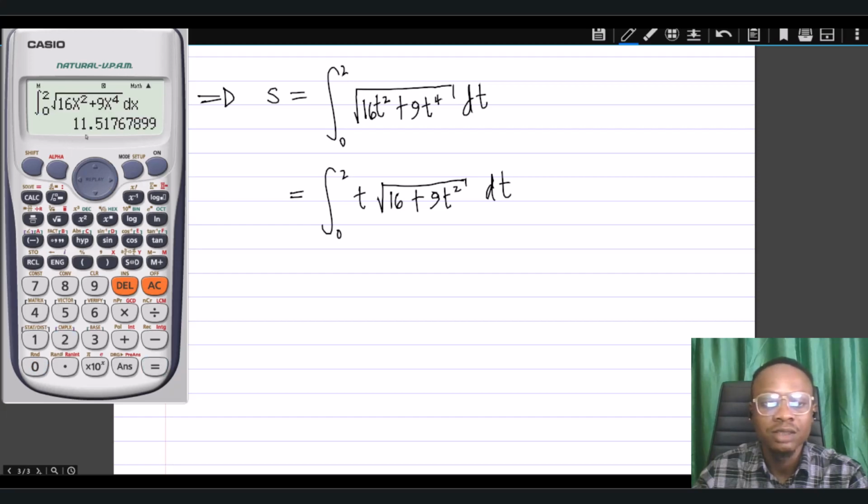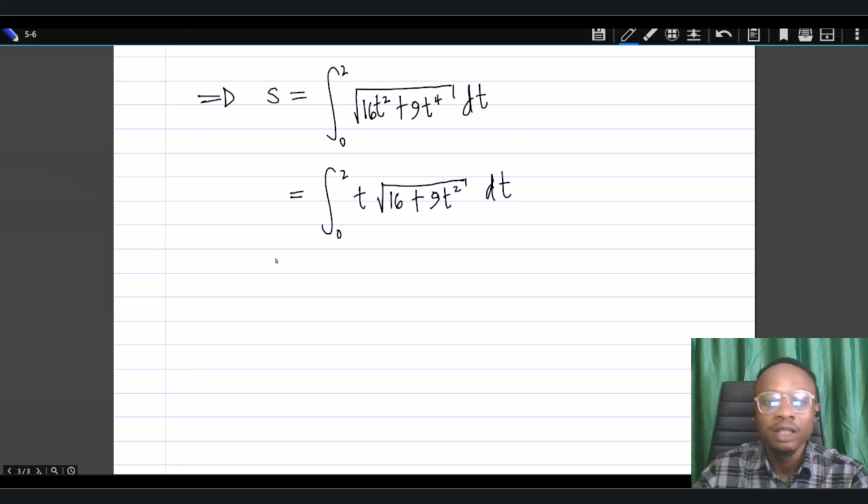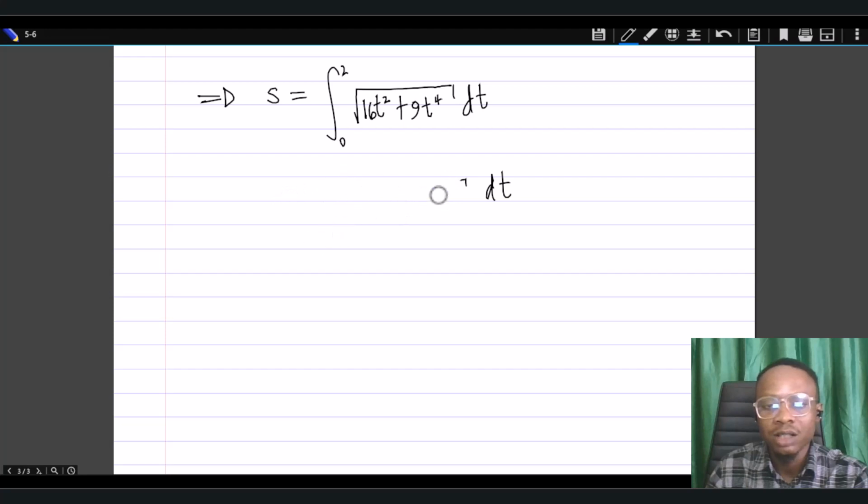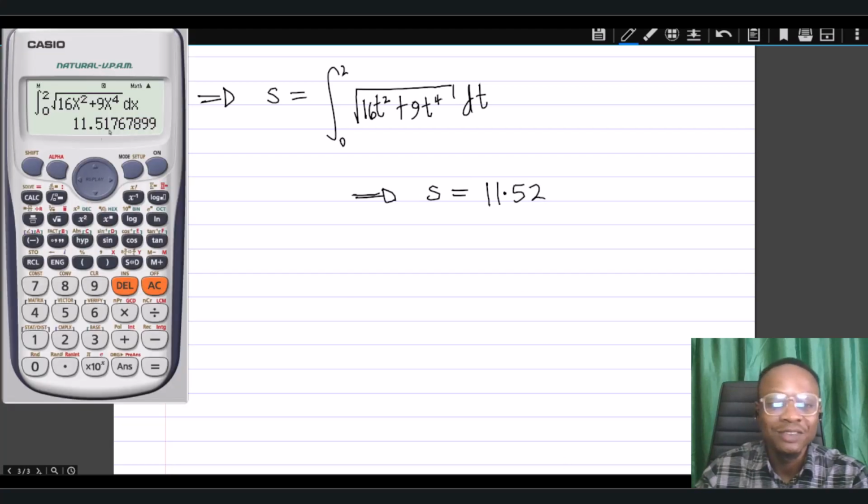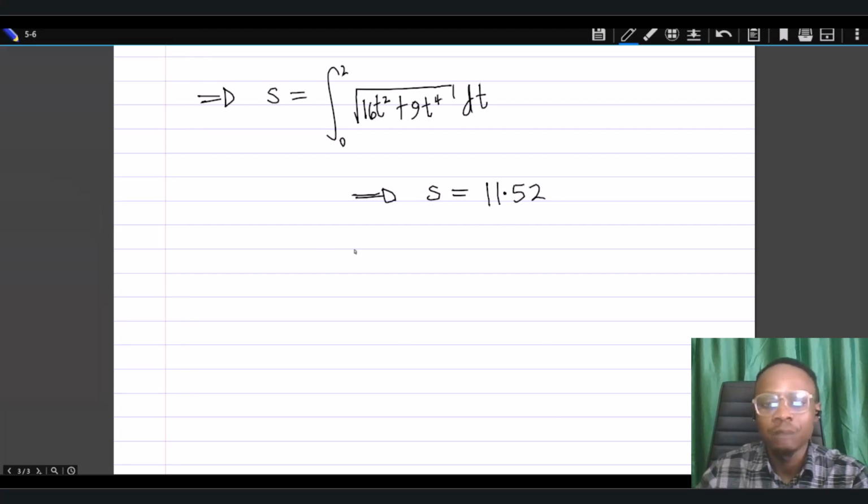So it tells us we have 11.51, that is 11.52 if you like, in 3 significant figures. So we can just forget about this since our calculator can solve that directly. That tells us that the distance traveled that we're interested in is simply 11.52, in 4 significant figures, sorry, because the first significant digit here is 1. And that will be in meters. So this is the distance traveled by the body.